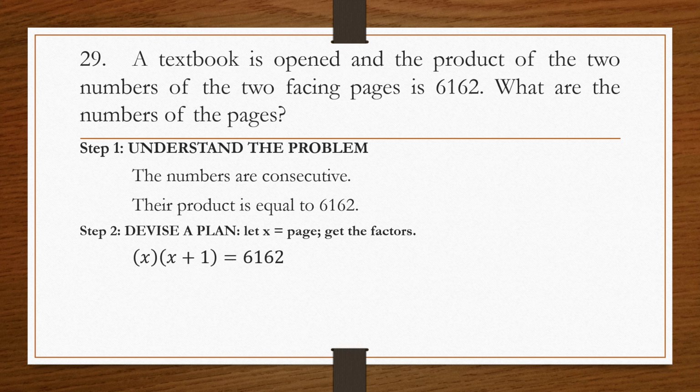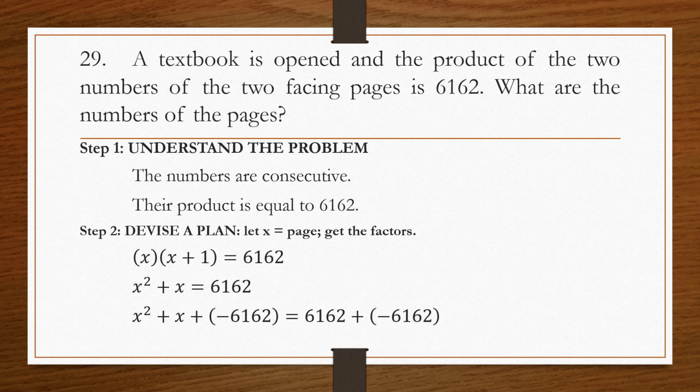Let x be a page on the textbook. So we have x times x plus 1, which is the next page, equals 6162. Applying the distributive property, we have x squared plus x equals 6162. Next, applying additive inverse, we'll have x squared plus x minus 6162 equals 0.